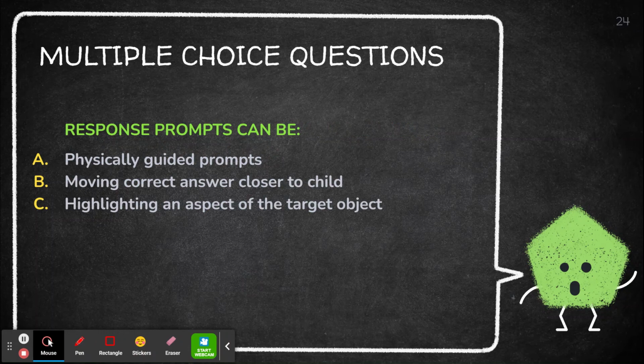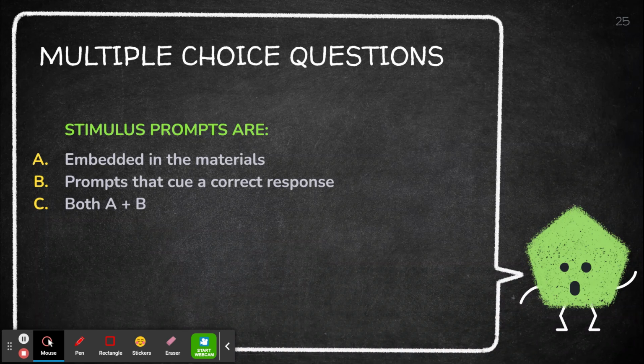Number 2, response prompts can be A, physically guiding prompts, B, moving the correct answer closer to the child, C, highlighting an aspect of the target. Number 3, multiple choice. Stimulus prompts are A, embedded in the materials, B, prompts that cue a correct response, or C, both A and B.